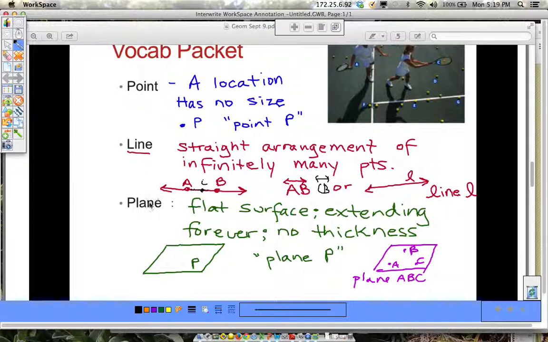Next we have a plane. A plane is just a flat surface. It extends in all directions. It has no thickness. My way of thinking of it is like a piece of paper or a football field that goes on and on forever and ever. You usually denote it with a cursive letter P, and you can either call it just plain P with your cursive letter, or you can have 3 points because you need a minimum of 3 points to name a plane, and you could just call it plane ABC.